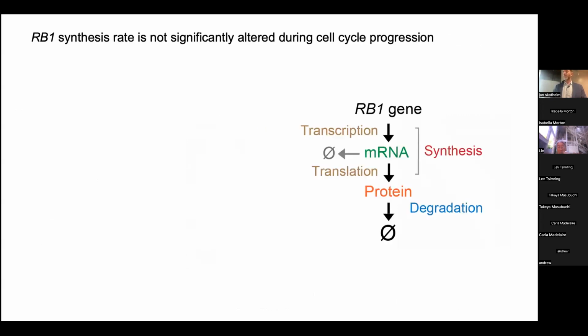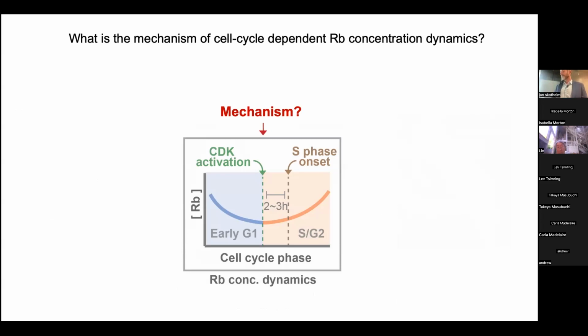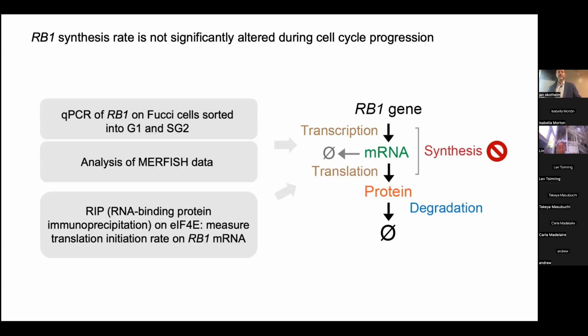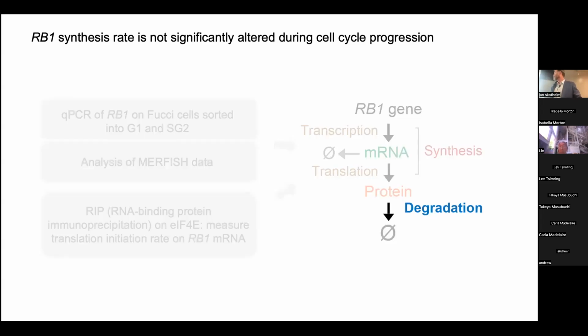All right, so where does this dynamics come from? Well, in principle, it could be any part of this process leading to protein synthesis and degradation. Any one of these steps could have some size dependence or some cell cycle dependence that would give rise to the observed dynamics. We tested all of these aspects of synthesis. I'm not going to show you the data because it's all basically negative results. And that left protein degradation. So let's look at that.